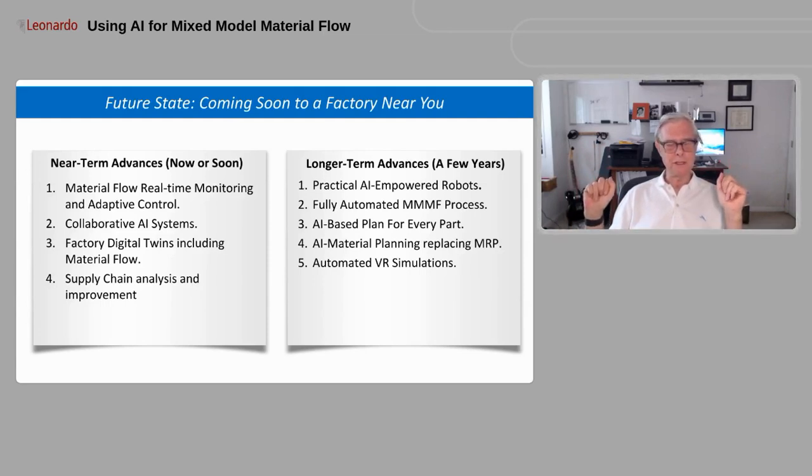Factory digital twins. Companies like BMW, a couple big German automakers are doing this. They're creating a digital factory that's a twin or a copy of their physical factory. And that way they can do what-if scenarios, they can do testing, they can validate their production plans. This is different from just a simulation model. I mean, it's highly detailed.